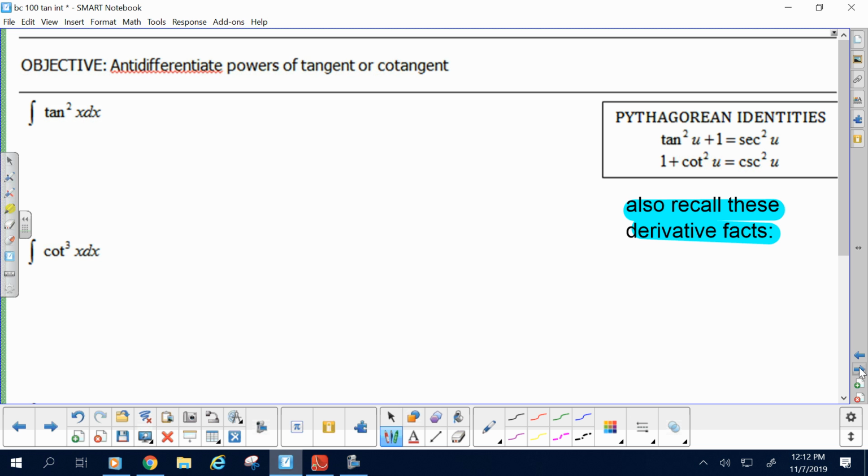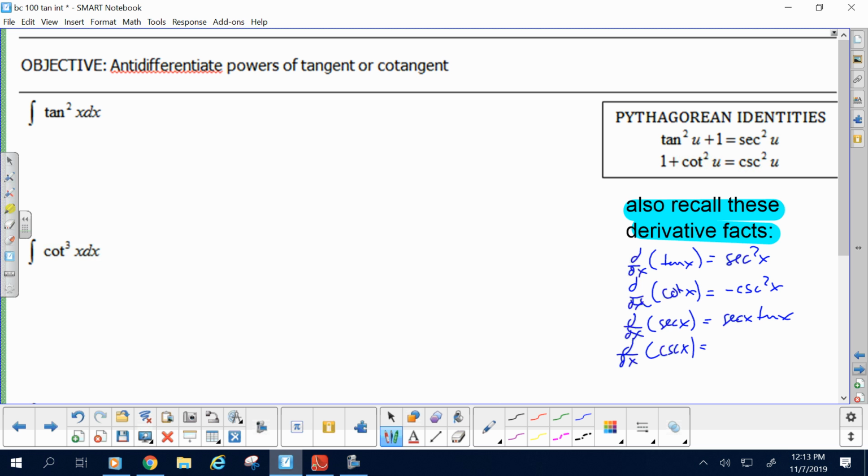Also, the derivative facts, you might need something like the derivative of tangent is secant squared. The derivative of cotangent is negative cosecant squared. The derivative of secant is secant tangent, and the derivative of cosecant is negative cosecant cotangent. All right. Now, have all those in the back of your mind as you go to this problem.